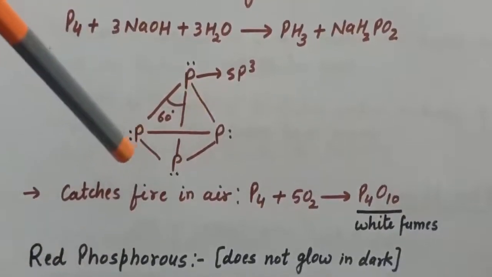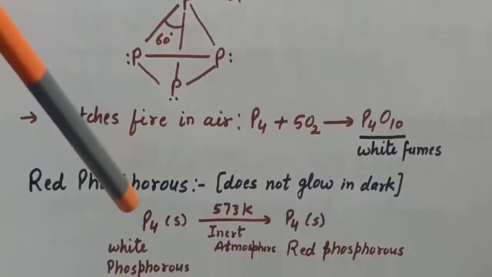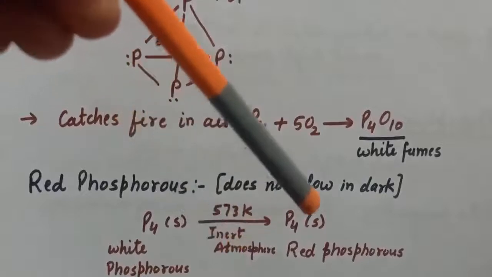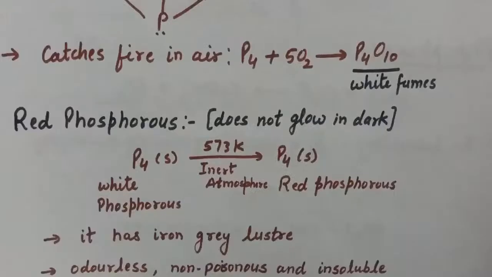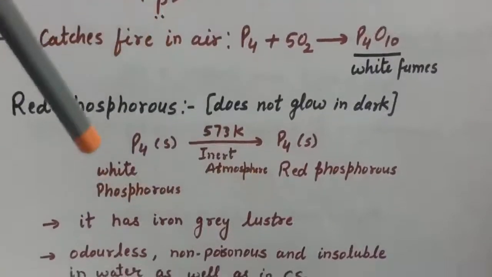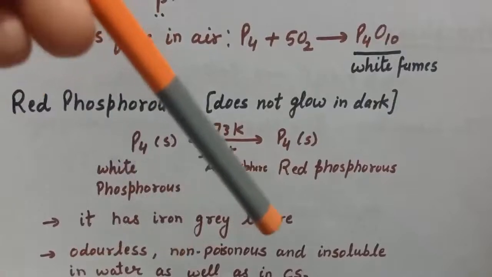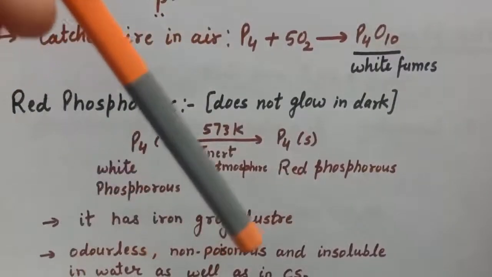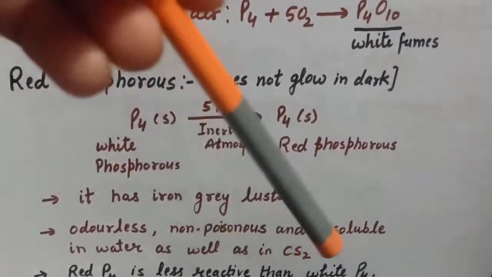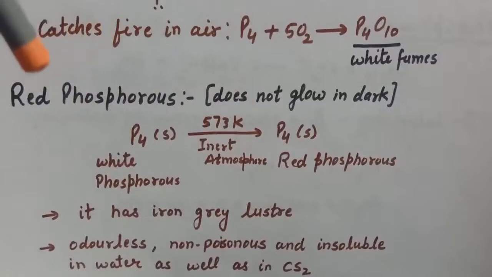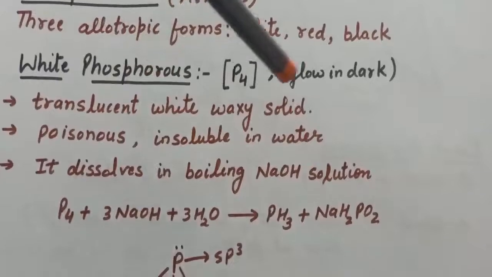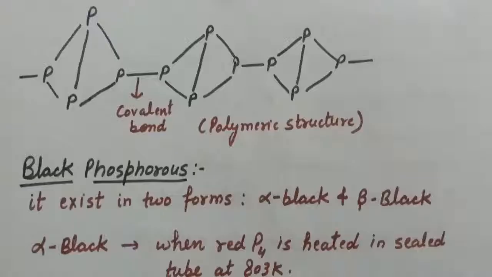Now next we have red phosphorus. When we heat white phosphorus at 573 Kelvin in an inert atmosphere, red phosphorus is obtained. Now this red phosphorus has an iron grey luster, and it is odorless, non-poisonous and insoluble in water as well as in carbon disulfide. And red phosphorus is less reactive than white phosphorus. And one more property is, red phosphorus does not glow in the dark, whereas white phosphorus glows in the dark.